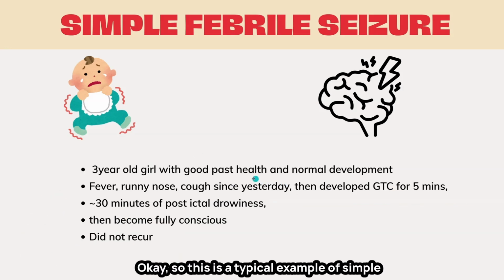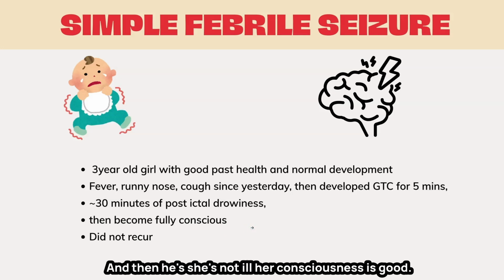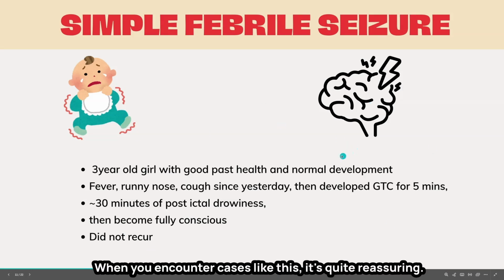So this is a typical example of simple febrile seizure. A 3-year-old girl, so within 6 months to 5 years old, with good past health, so no preceding neurological condition, normal development. So she developed fever, runny nose, and cough since yesterday, and then developed generalized tonic-clonic seizure for 5 minutes. So this is a GTC, and this is less than 15 minutes. And with around 30 minutes of post-ictal drowsiness, which is fine, and then become fully conscious, and then she is not ill, her consciousness is good, and it did not recur. So this is a typical case of a simple febrile seizure. When you encounter cases like this, it's quite reassuring, it is benign.